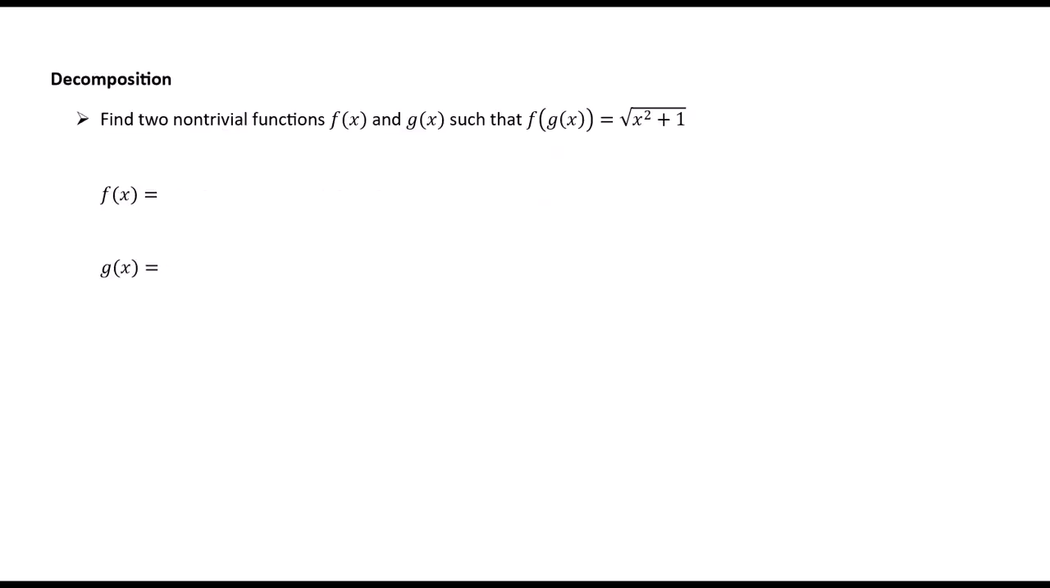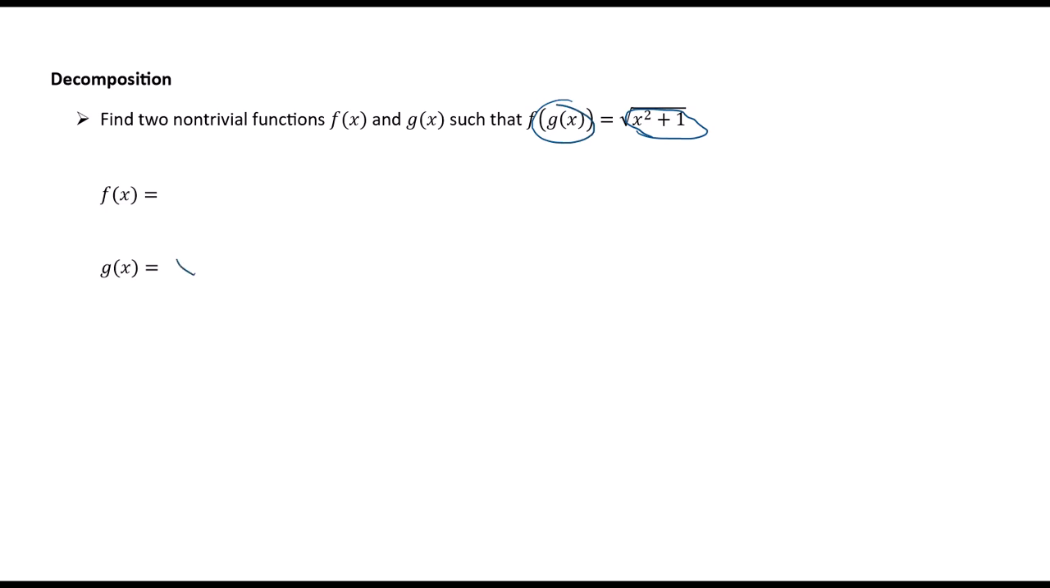Another good skill to have is to be able to decompose a function that is the composition of two or more functions. Here we'll find two non-trivial functions, f of x and g of x, such that f of g of x equals the square root of x squared plus 1. I see we have an outer function, the square root of some expression, and inside that I see x squared plus 1. X squared plus 1 being inside means that that is the g of x function, since g of x is the function being put inside f.